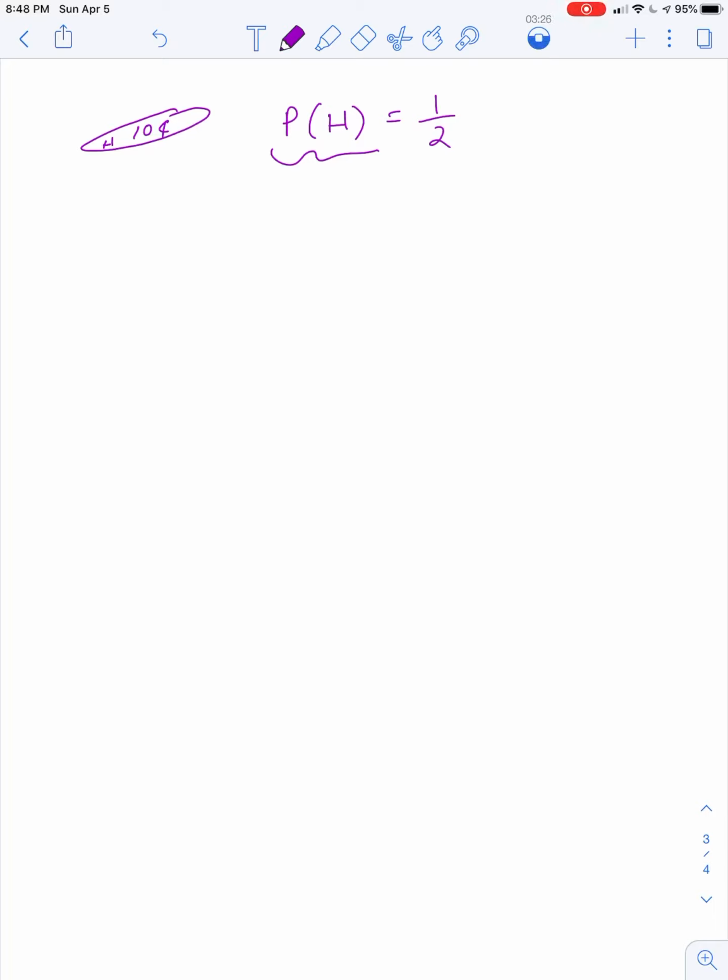So the probability of getting heads on the second toss of a coin is also 1 in 2, right? I could toss that thing all day long. The chances of getting heads each time I toss it is still going to be 1 in 2. That's not going to change, okay?